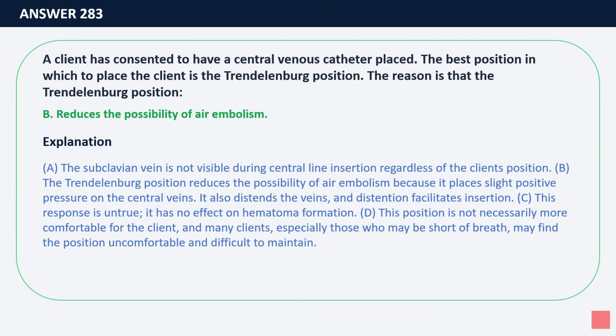Answer: B. Reduces the possibility of air embolism. Explanation: A. The subclavian vein is not visible during central line insertion regardless of the client's position. B. The Trendelenburg position reduces the possibility of air embolism because it places slight positive pressure on the central veins. It also distends the veins, and distension facilitates insertion. C. This response is untrue, it has no effect on hematoma formation. D. This position is not necessarily more comfortable for the client, and many clients, especially those who may be short of breath, may find the position uncomfortable and difficult to maintain.